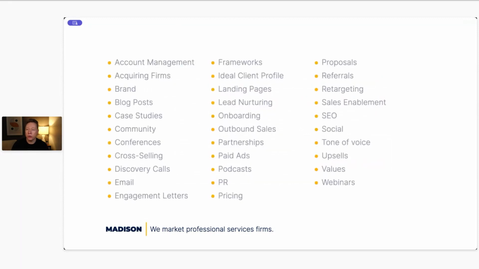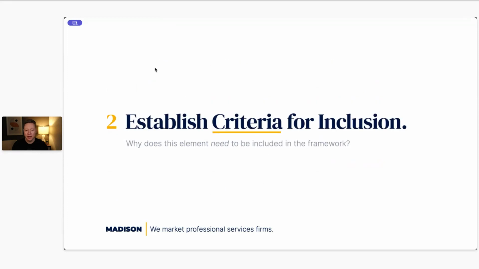When you're starting out, you're going to have more, and you should have more than you will ultimately have. And so when we were brainstorming what we believe to be true and our paradigmatic framework for growing a professional services firm, these were some of the ideas that we came up with that we could theoretically focus on. But again, it's going to be really hard to design a framework that is easy to understand and memorable with this much stuff. And so now we have to do step 2, which is establish some criteria for which ones ultimately make it in our final framework.